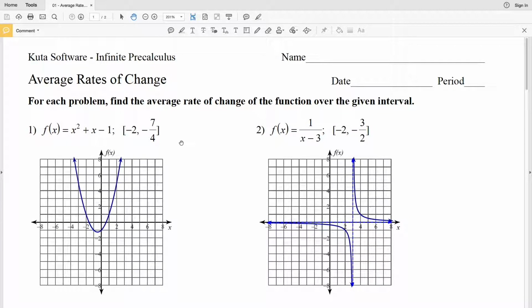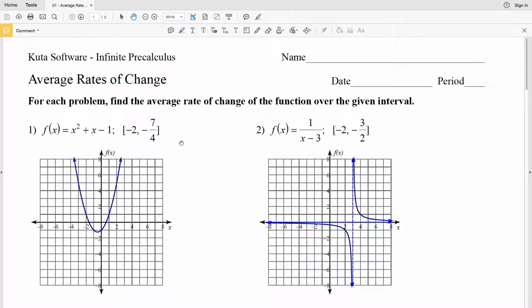In this video, we're going to complete the Kuta Software Infinite Pre-Calculus free worksheet, Average Rates of Change. Now, a rate of change isn't something new. If you think back to pre-algebra or Algebra 1, when we found the slope of the line, we were finding the average rate of change of that line. However, that average rate of change was constant because it was a straight line. Here, we're going to be dealing with parabolas and other functions where the rate of change is not constant.